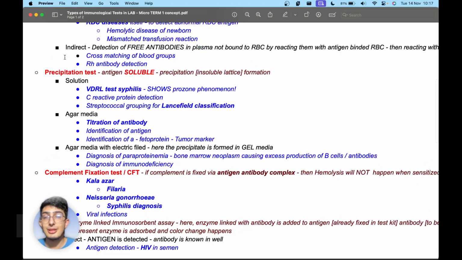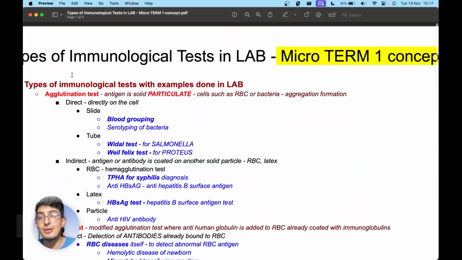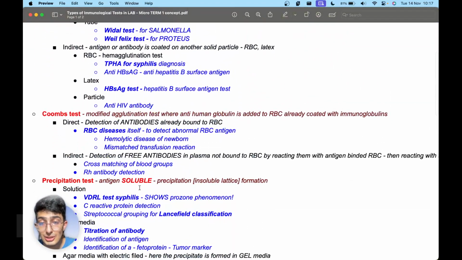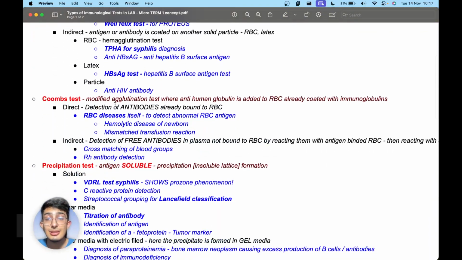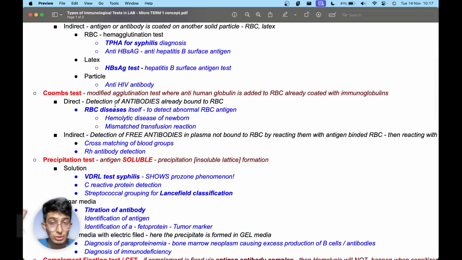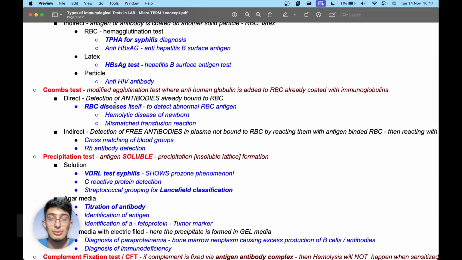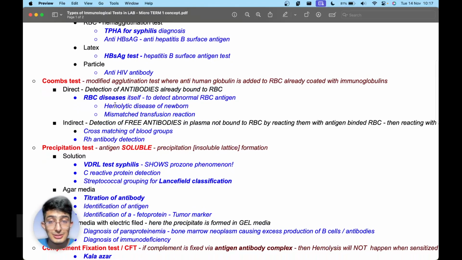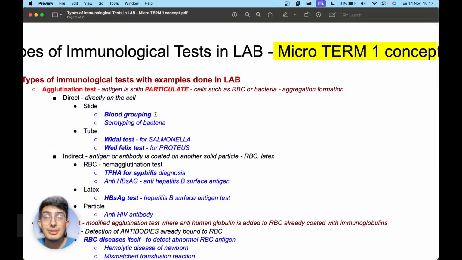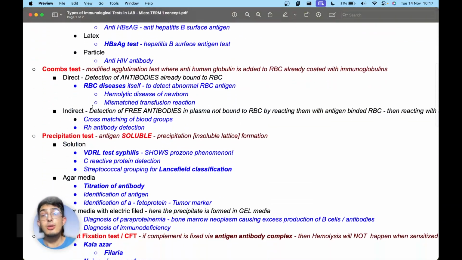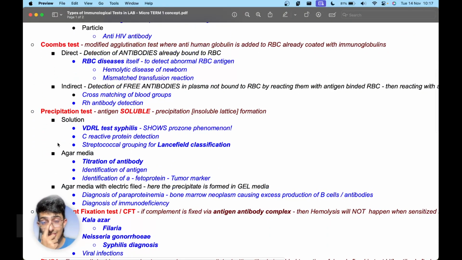In precipitation test, it is also very similar to agglutination test, but the only major difference is in agglutination test, we were detecting antigens on a particulate or solid particle such as RBC, antigen on RBC, which is solid. But if the antigen is soluble, not solid, it is dissolved, and we try to detect a soluble antigen, we do precipitation test. So the particulate solid antigen, agglutination test; soluble antigen, precipitation test, right?